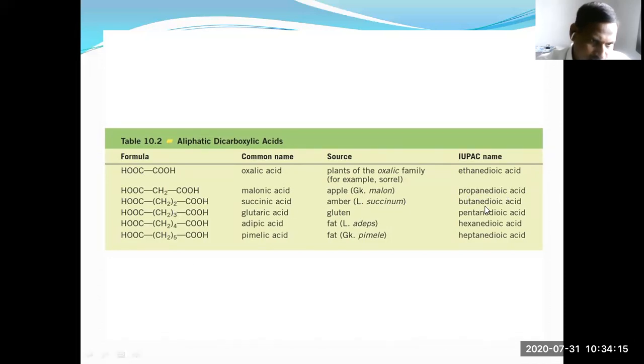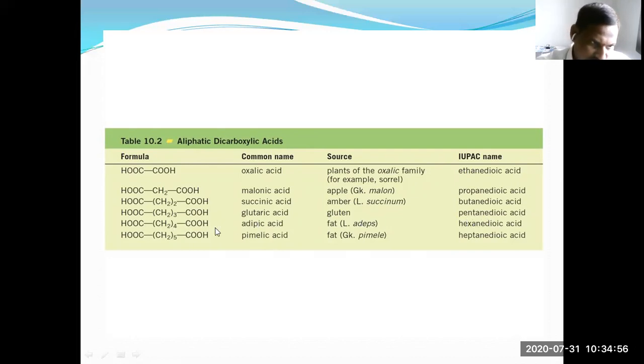Succinic acid. The IUPAC name is butane dioic acid. So total 4 carbons are present in this dicarboxylic acid. That's why we can give the name butane dioic acid. Whereas in this dicarboxylic acid, 5 carbons are present. So the common name is glutaric acid. So pentane dioic acid.